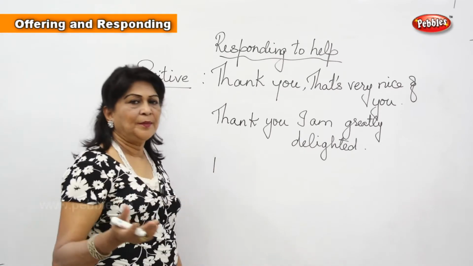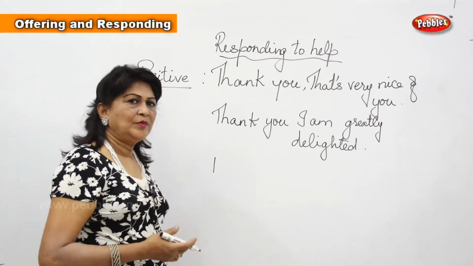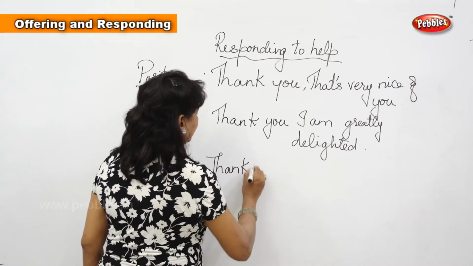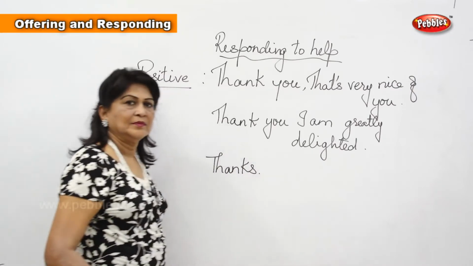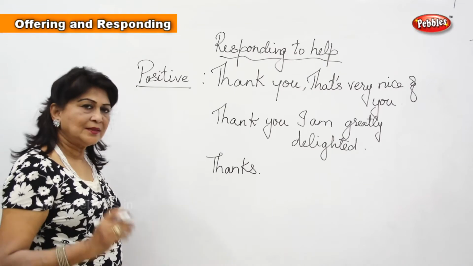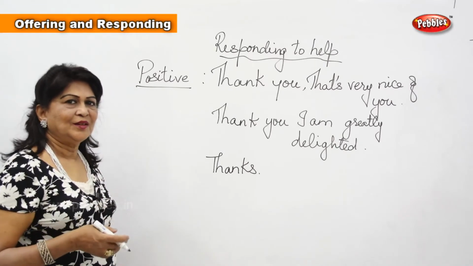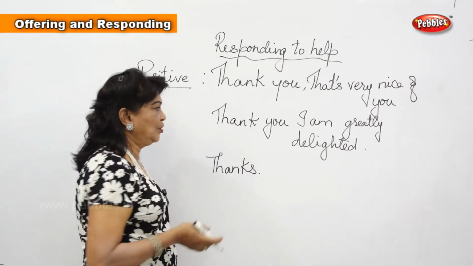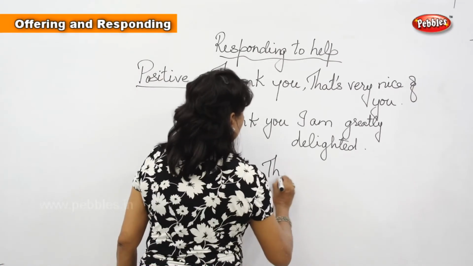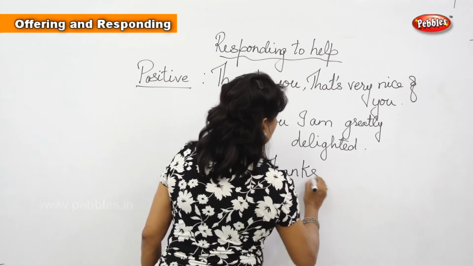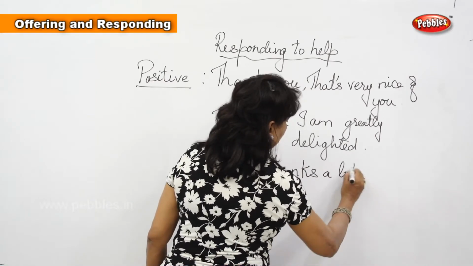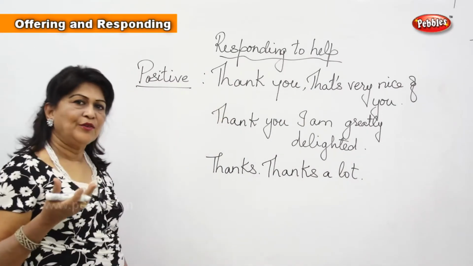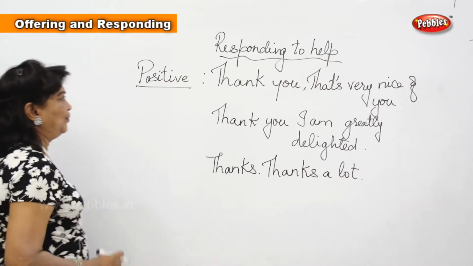Or you can just say in a very informal situation to your parents or to your friends, you just say thanks. Okay, thanks Da, or thanks. You can name someone. Thanks Arun. Thanks a lot, you can say thanks a lot. In a very informal way. These two you can say for a formal way, and this is for informal way.